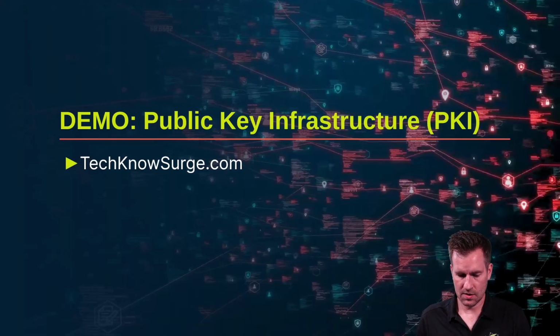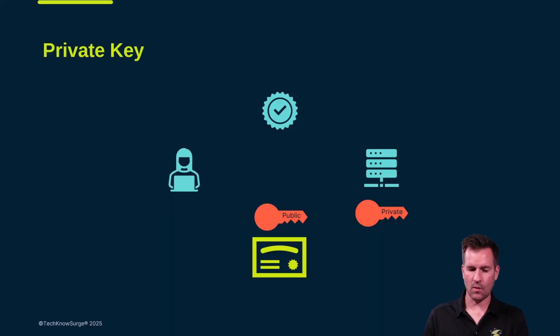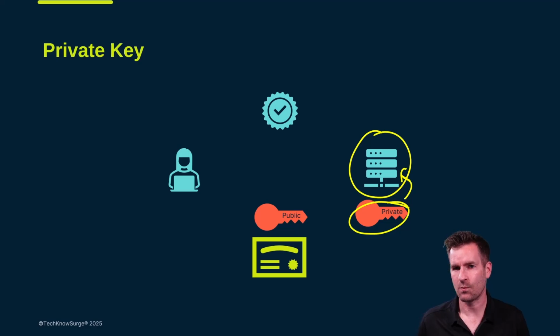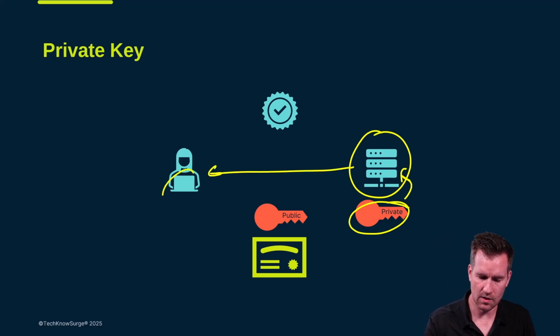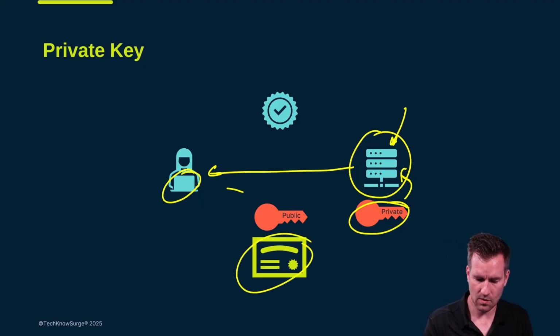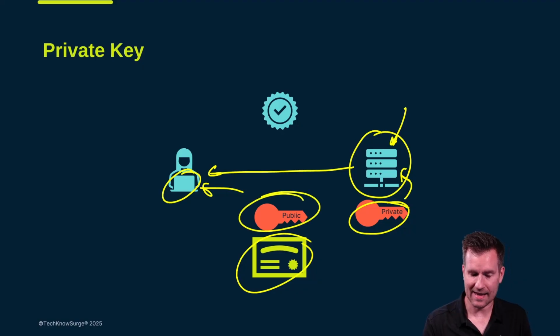All right. So what does this look like? Well, first of all, we have private keys. So there is this private public key pair. The private key is this key that resides on the server, and it's what's used to encrypt the traffic that comes to the end user. So let's say this is the technosurge.com website. It's got a certificate that it passes to this user, and that certificate has a public key.